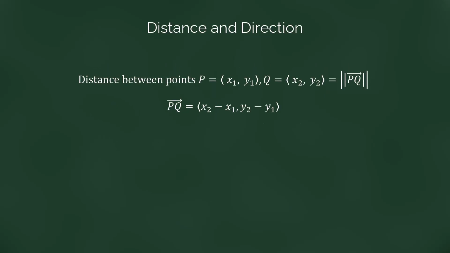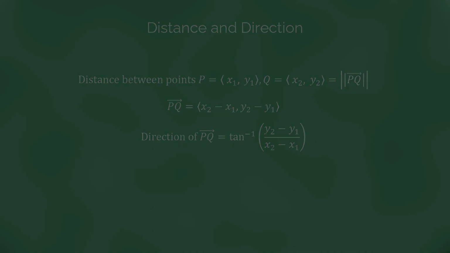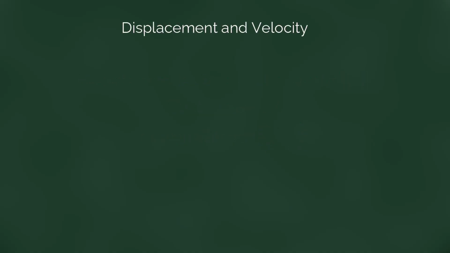We've already seen that the distance between 2 points is the same as the magnitude of the vector connecting those 2 points. Similarly, a simple application of trigonometry tells us that the direction of a vector is going to be equal to the inverse tangent of its vertical component divided by its horizontal component. We can model both displacement and velocity using vectors.